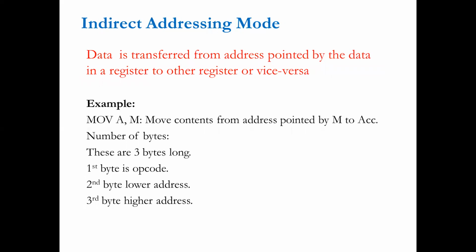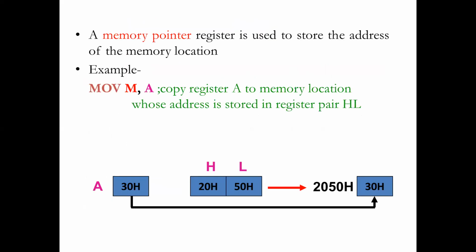Next, indirect addressing mode. MOV A, M. Data is transferred from the address pointed to by the data in the register to another register, or vice versa, or memory. Move the content of memory to the accumulator. Is it clear? Then another example, MOV M, A: move the content of A to memory.